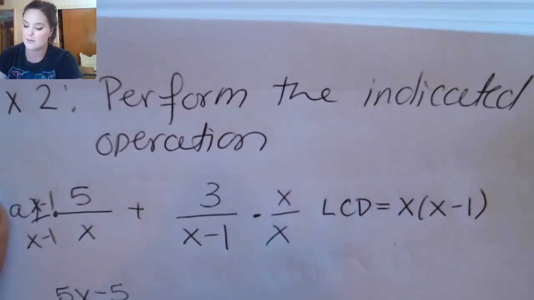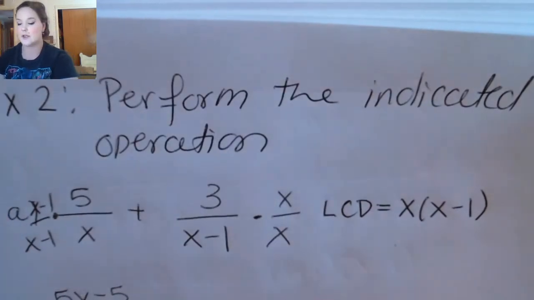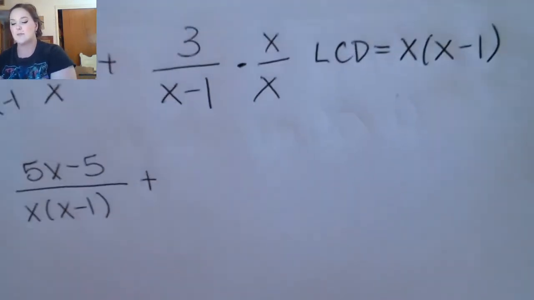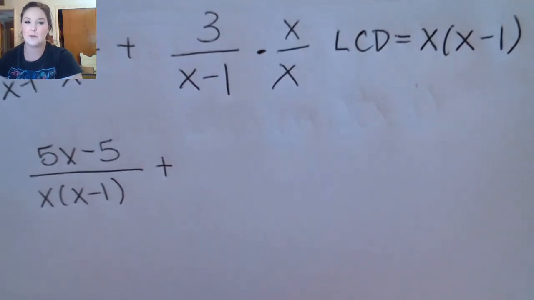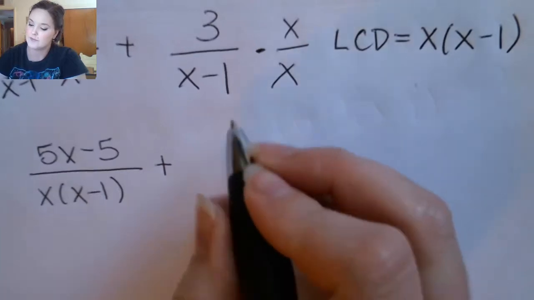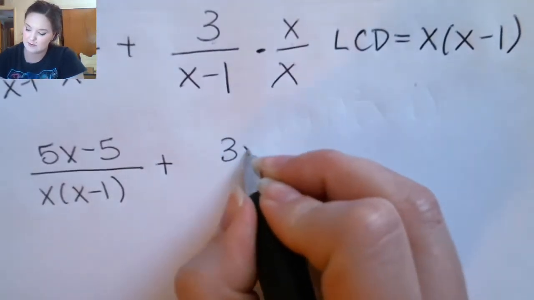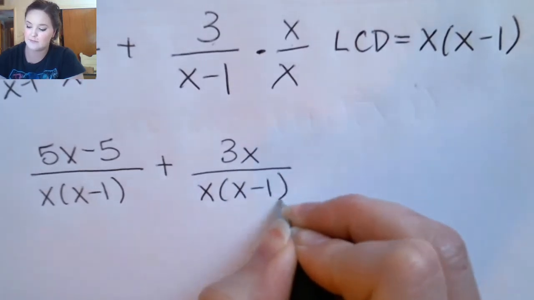Okay, now in the denominator, I don't necessarily need to multiply it out, and I'll tell you why. It's because you're not going to add the denominators, right? You're multiplying it out in the numerator because you are going to add the numerators together. You're never adding the denominator, so you really don't need to multiply this out. Okay, so here I would have 3 times x, which is 3x, over x times x minus 1.